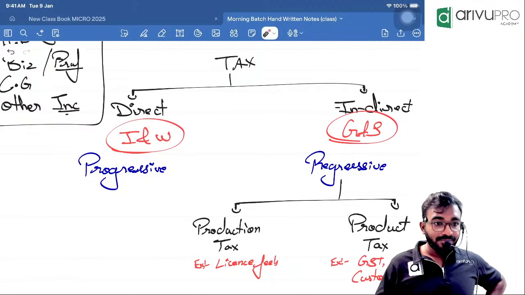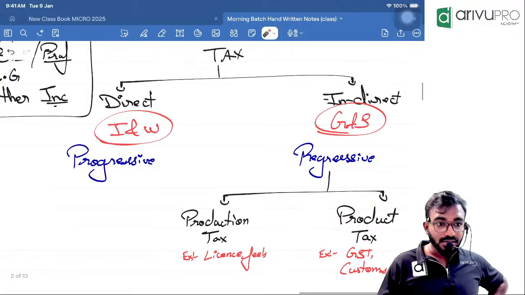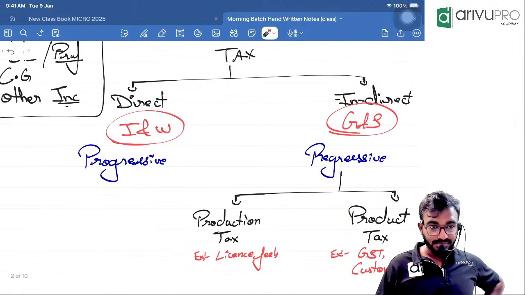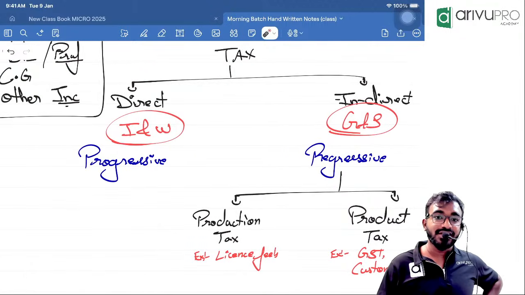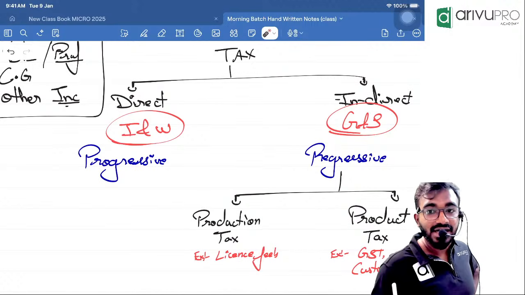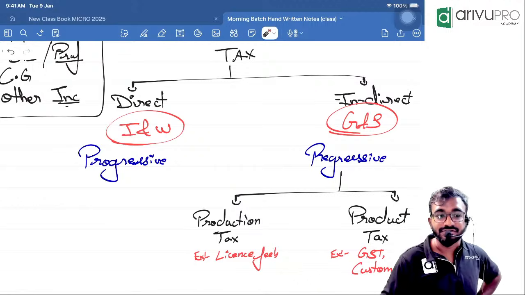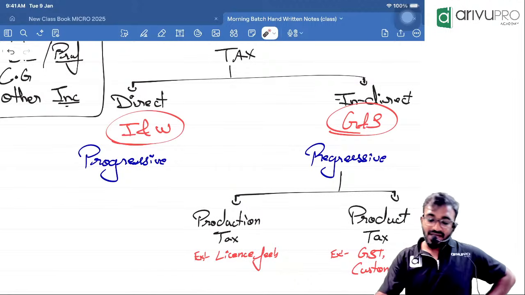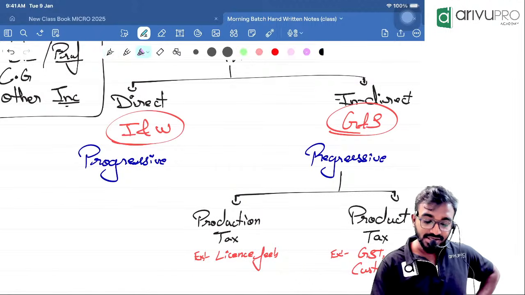Done with this? Direct cannot be shifted. Indirect can be shifted. That is, end of the day, the manufacturer will first pay the tax. Later, he will collect it from customers. Indirect can be shifted. Direct cannot be shifted. But kindly mark down those words. Progressive, regressive. This is important.